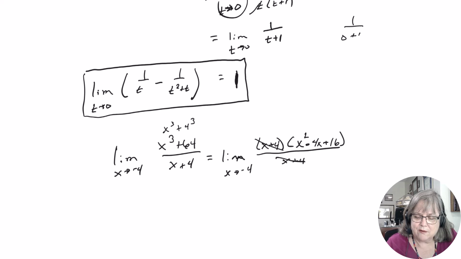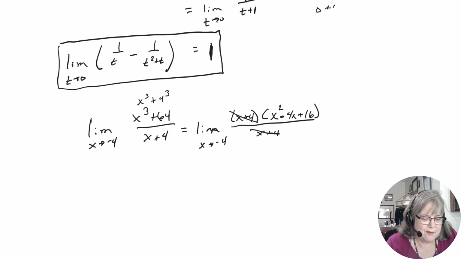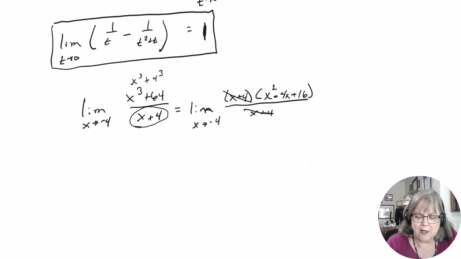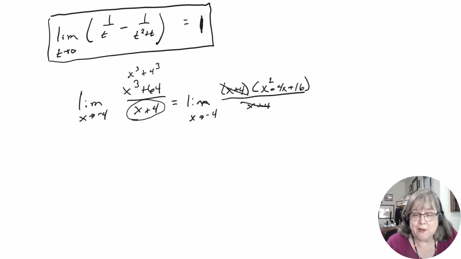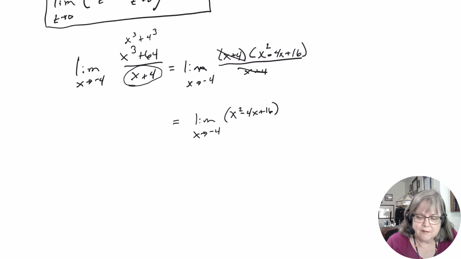And these cancel. And this x plus 4 was the thing that was causing the discontinuity. So they call this a removable discontinuity because you removed it. If you can't remove it, it's a vertical asymptote. All right, so this turns out to be the limit as x goes to negative 4 of x squared minus 4x plus 16. And this turns out to be 48.